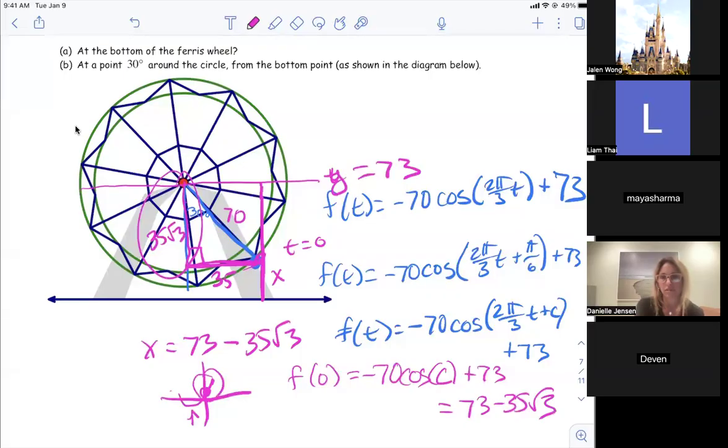Liam, back to you. I was wondering for 6G how you would graph inverse cosine of cosine.